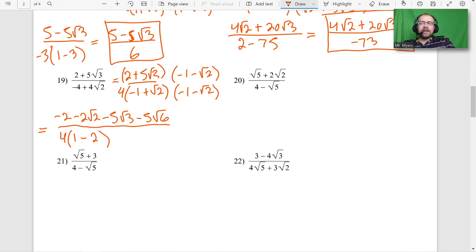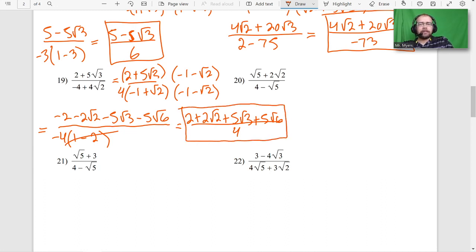Okay, so 1 minus 2, that's negative 1 times a positive 4 is a negative 4. So everything is negative, actually, and you don't have to do this, but since everything is negative, let's go ahead and switch the sign on everything, right? Because basically that's negative 1. So let's make everything positive. 2 plus 2 root 2 plus 5 root 3 plus 5 root 6 over 4. And there's nothing to simplify because not everything on the top goes into 2 or 4. So we're done.